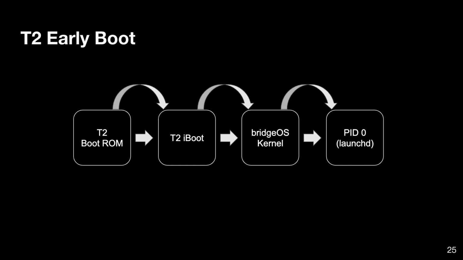The bootloader locates the BridgeOS kernel, cryptographically verifies it, configures its execution environment, and transfers control to it. Finally, the kernel sets up the userland environment and launches the root process commonly referred to as PID0 or launchd. From this, the userland services and processes are started.